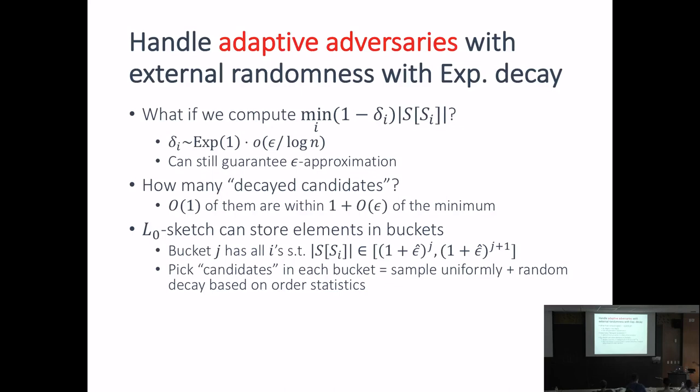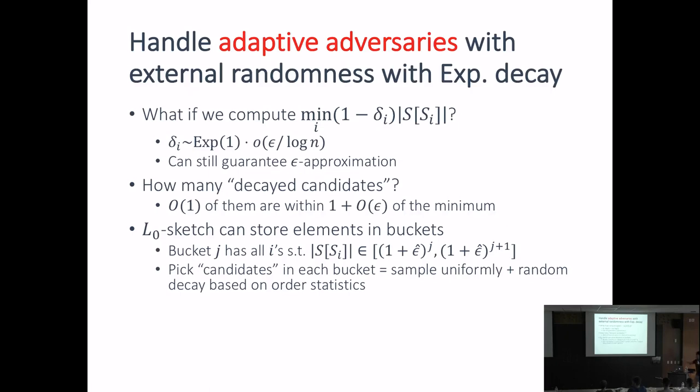And then we can just pick candidates in each bucket uniformly plus some random decay based on all the statistics. So we can set this epsilon hat to be very, very small. In each bucket, we can assume all the reachable sets have the same size, but the difference is that some of them will have the chance to become the candidate. Those candidates are the sets that obtain a very large noise decay.